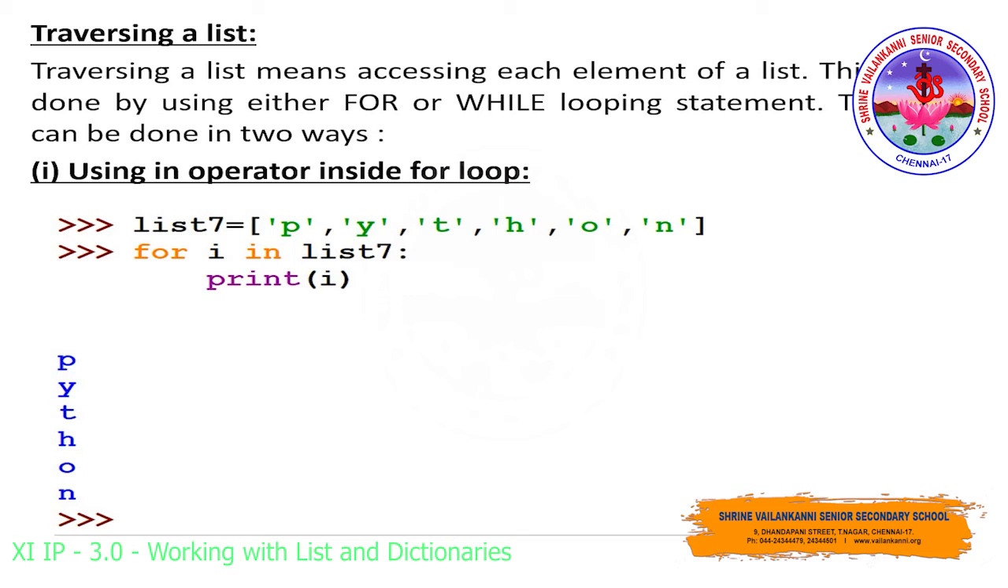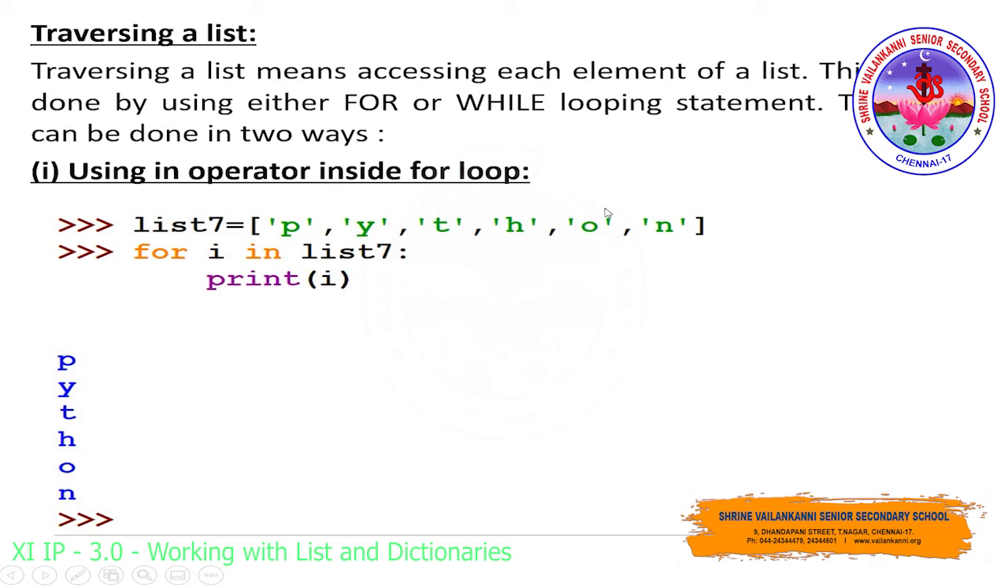And now, traversing a list. What do you mean by traversing? Traversing means accessing all the elements of the list one after the other. Yes, that can be done here. Even this traversing concept we have discussed in the string concept, right? To access each and every element of the list, you can make use of a for loop, or you can make use of the while loop even. So let us see how to make use of the for loop in this case.